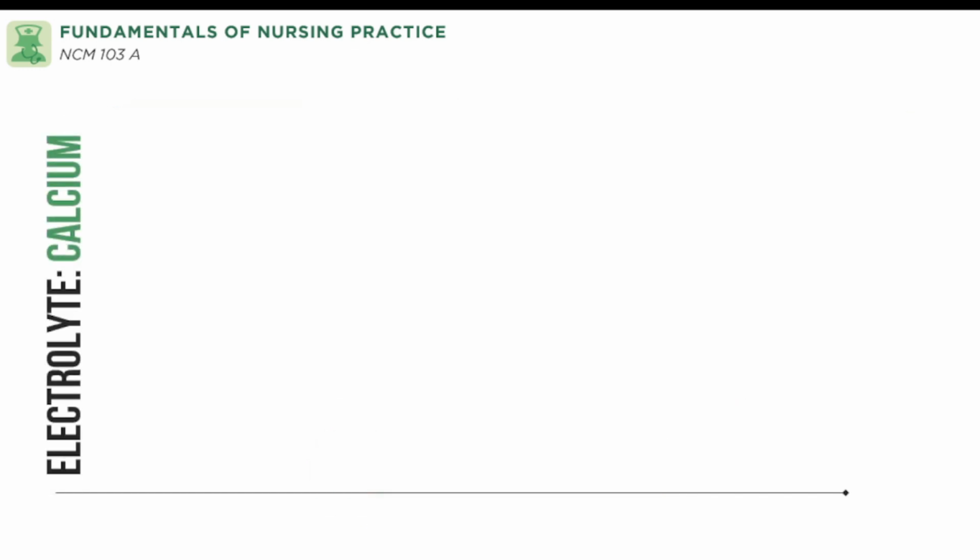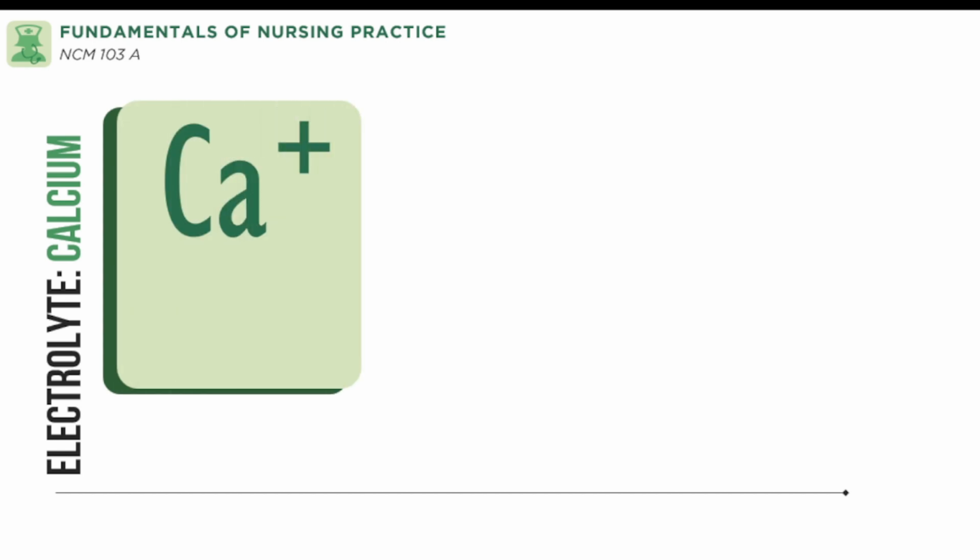Next we have calcium. Calcium levels in your body are highly regulated for various physiological functions, including bone health, muscle contraction, nerve transmission, and blood clotting. The regulation of calcium levels involves complex interaction between your hormones, including your parathyroid hormone, calcitonin, and your vitamin D.